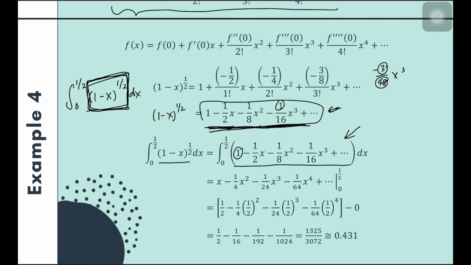So integrate 1, awak dapat x. Integrate 1 over 2x, awak akan dapat 1 over 2x kuasa 2 per 2. Ingat integrate macam mana? Tambah kuasa 1 bahagi dengan kuasa yang baru. So that you have 1 over 4x square. Okay, integrate 1 over 8x square, awak akan dapat 1 over 8x cube per 3. So that's why awak ada 1 over 24x cube. Integrate this one, awak akan ada 1 over 16 x kuasa 4 per 4. So that awak ada 1 over 64 x kuasa 4.